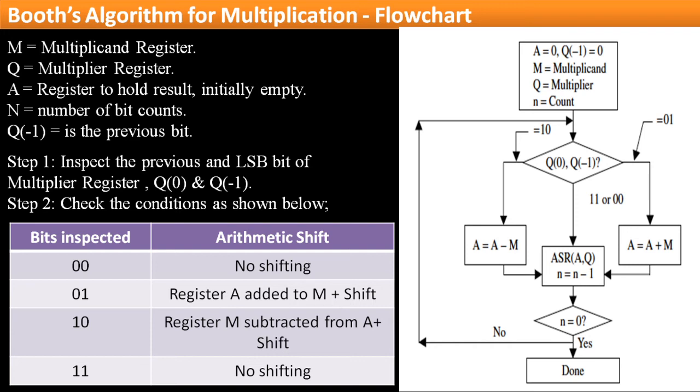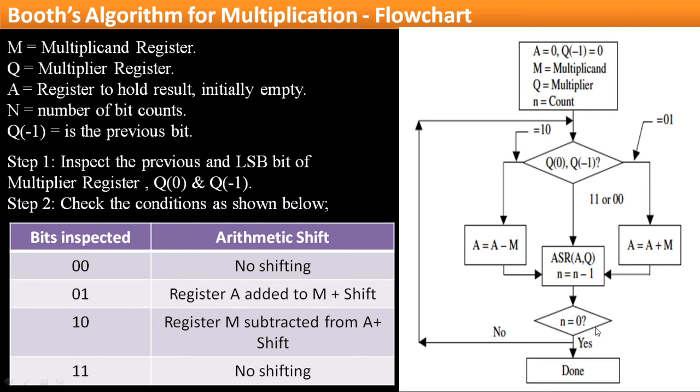Now, after that, again, you will have to see whether the bit count is 0 or not. If it is 0, then stop. The result is in A and Q, these two registers. If the n count is still not 0, then continue the corresponding operation.